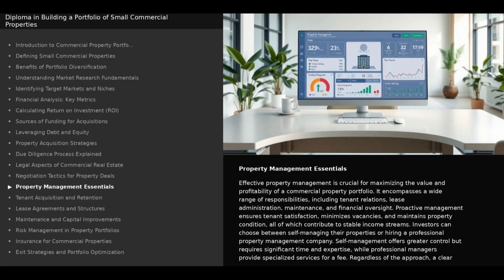Investors can choose between self-managing their properties or hiring a professional property management company. Self-management offers greater control, but requires significant time and expertise, while professional managers provide specialized services for a fee. Regardless of the approach, a clear understanding of operational best practices is essential for long-term success. Efficient management directly impacts NOI and property appreciation. It is an ongoing commitment to asset preservation.